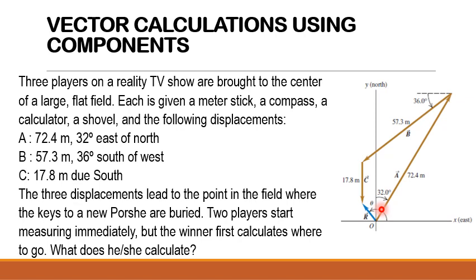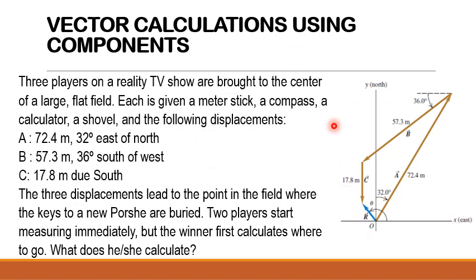Next, 57.3 meters as letter B. So we have to hypothetically make a Cartesian plane on top and locate 36 degrees south of west. That's located in the third quadrant. So here is the third quadrant, 57.3 meters. And letter C is 17.8 meters due south. So it's not inclined. It's vertical, along and parallel with the y-axis.